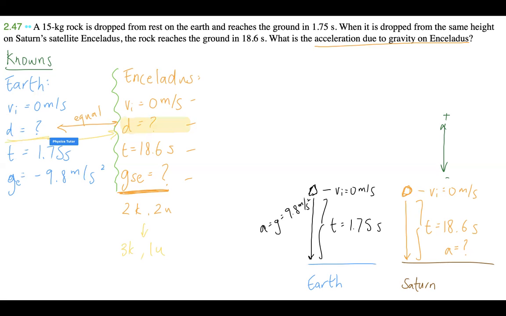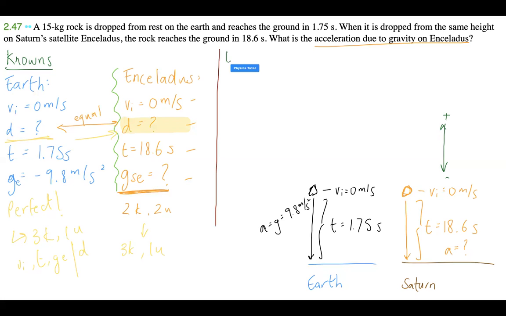So we need to solve for D on Earth. And this is perfect, right? Because we have 3 knowns and 1 unknown. We have VI, we have T, and we have GE, and then we need D. So we can use one of our 5 kinematic equations, right? So let's do our solving right over on our right side. Let's use green to solve, okay?